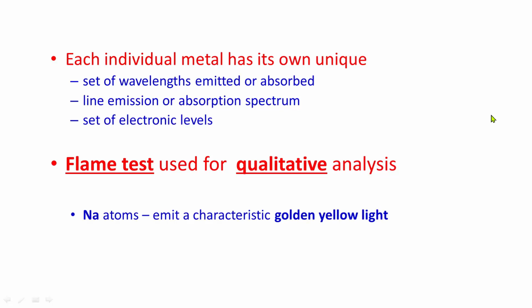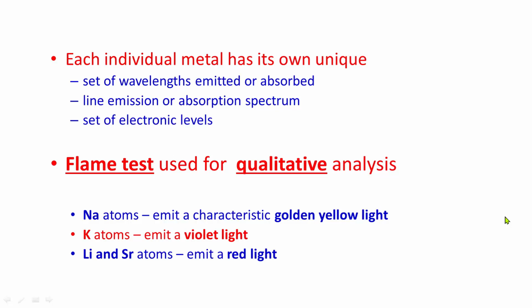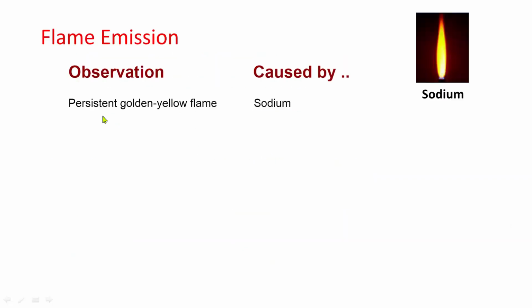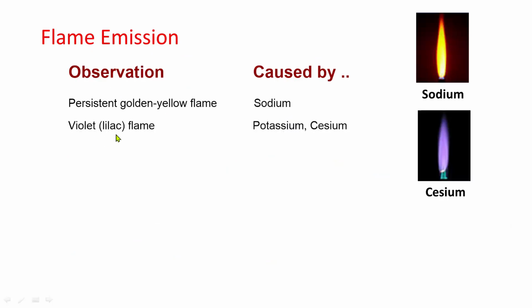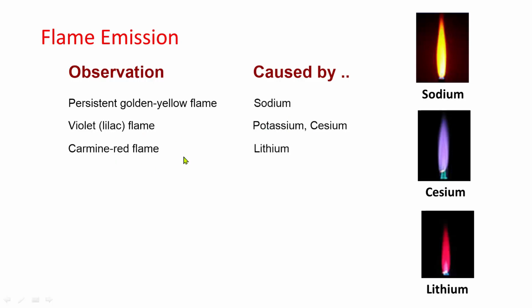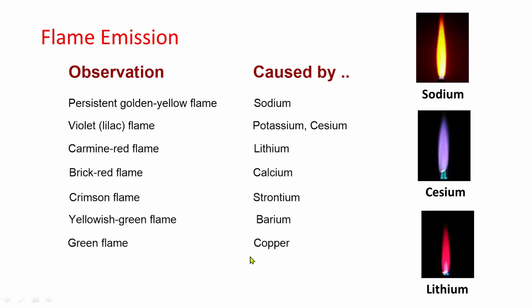Sodium atoms emit a characteristic golden yellow light. Potassium atoms emit a violet light. Lithium and strontium atoms emit a red light. If we see a golden yellow flame, it is caused by sodium, a violet flame by potassium or cesium, a red flame by lithium. This type of information we obtain is called qualitative information.